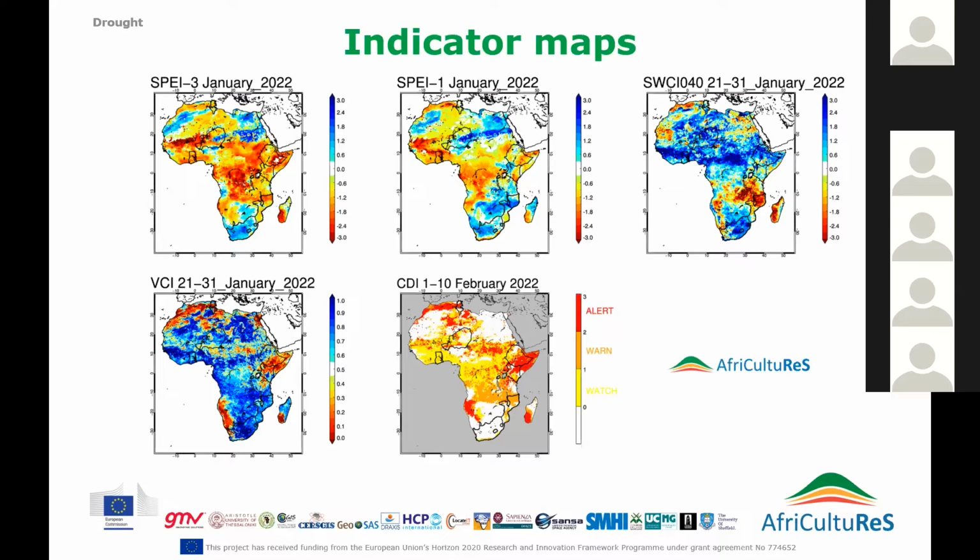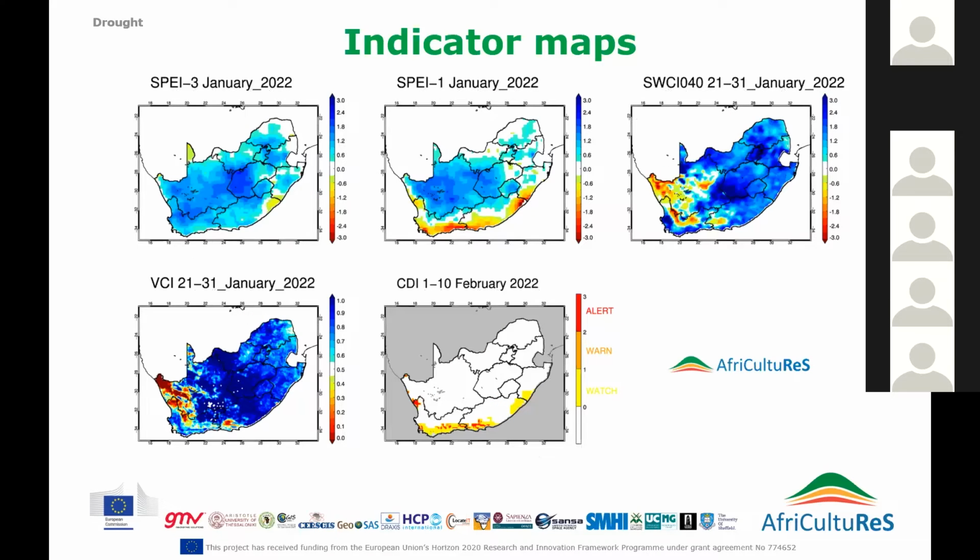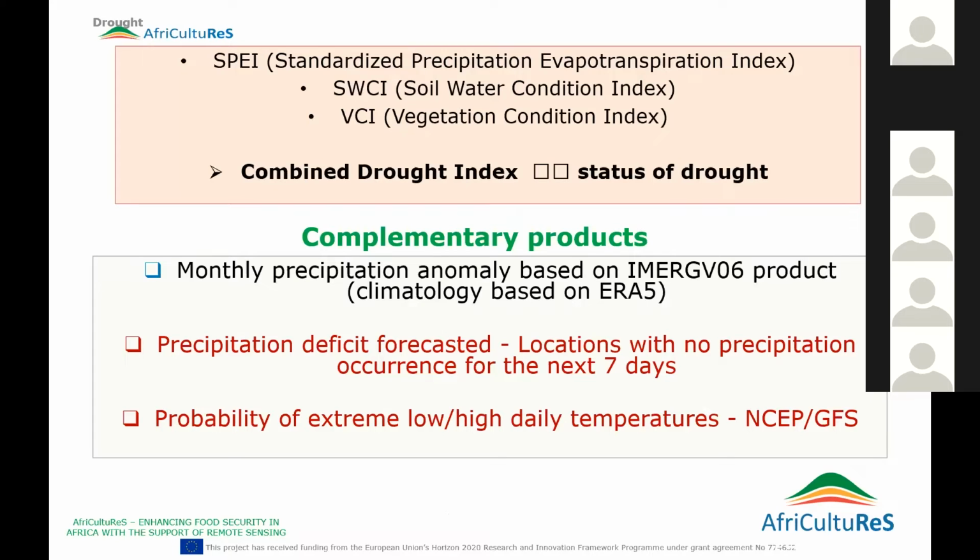And next slide, please. We can also focus on South Africa. We see the CDI of the decade of 1 to 10th of February, and also the sub-indicators, and we see that it is not issuing many drought signals for this period. Next slide, please. And besides this combined drought index, the service also has some complementary products that are of a forecasting nature. For example, it gives the precipitation deficit forecasted, giving the locations with no precipitation included for the next 7 days, and also the probability of extreme low or high temperatures.